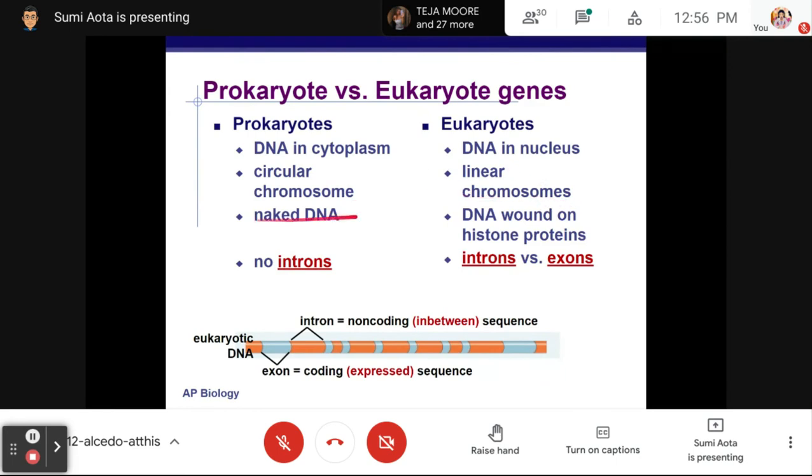Prokaryotes have just DNA. Eukaryotes have DNA plus proteins. Prokaryotes, their genes are continuous, no introns. Whereas eukaryotes have introns and exons, which makes them a little bit more complicated to deal with.